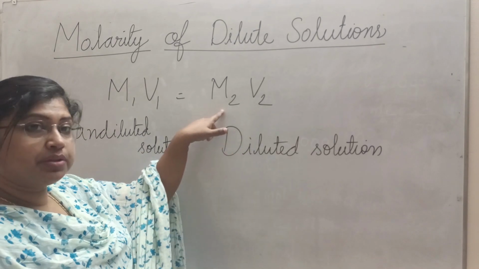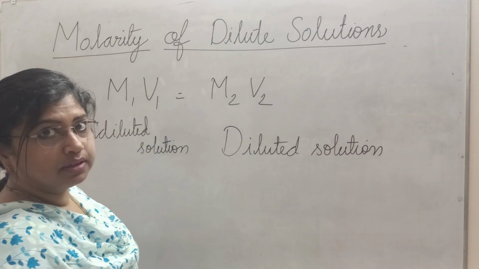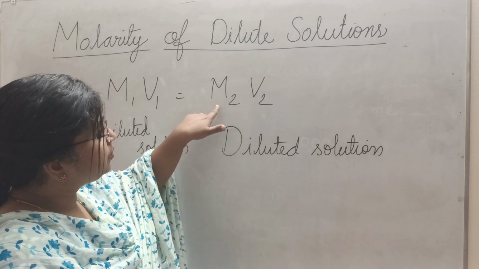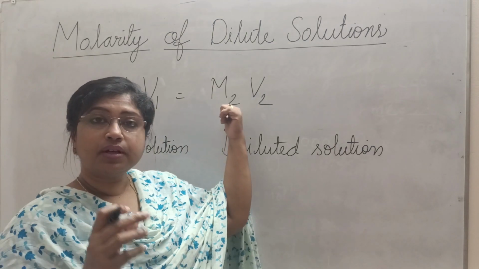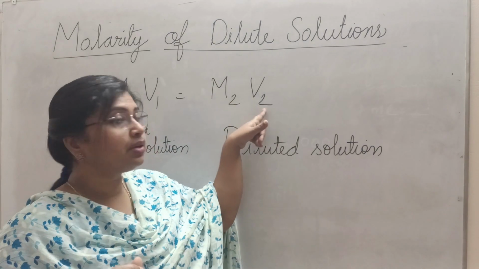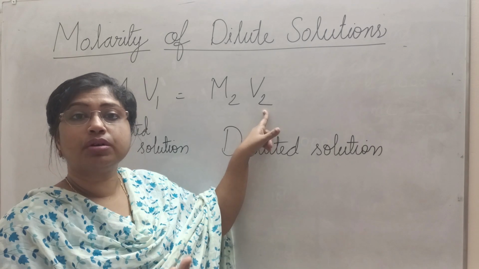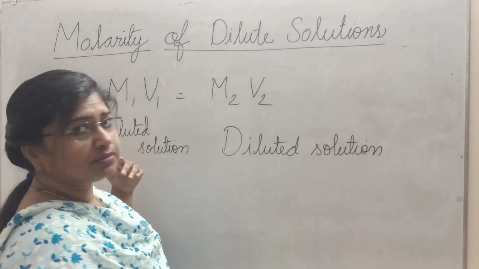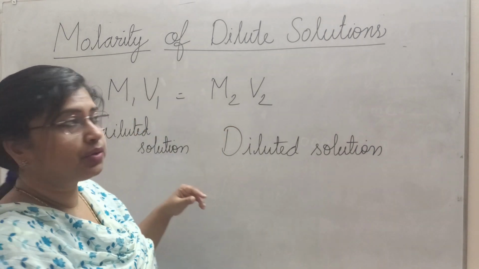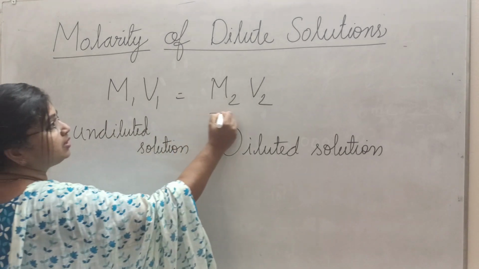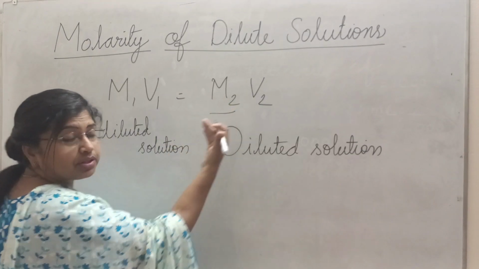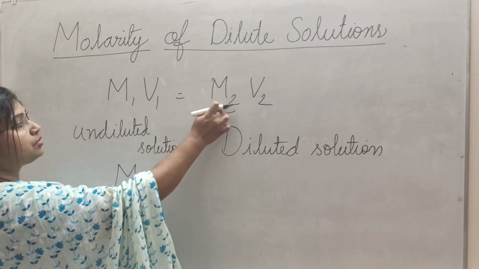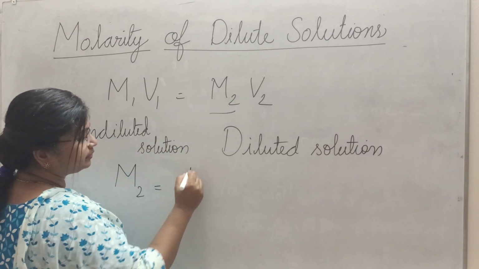We need to find the diluted solution molarity. Can't we use this equation? We already know how much solvent is added. Or if you want to prepare a solution of a particular molarity, then you should know how much water or solvent must be added to achieve that molarity. So this is just a simple algebraic equation. For example, if you want to find the molarity of the diluted solution, then use M2 is equal to M1V1 by V2.